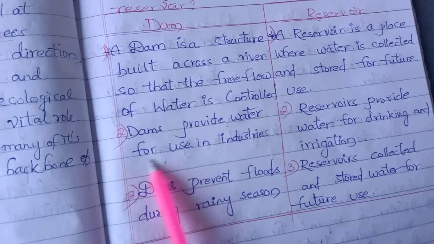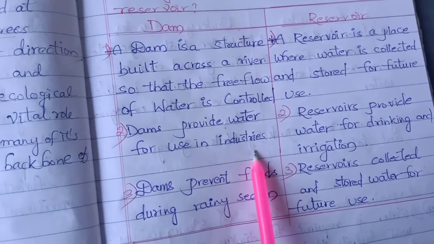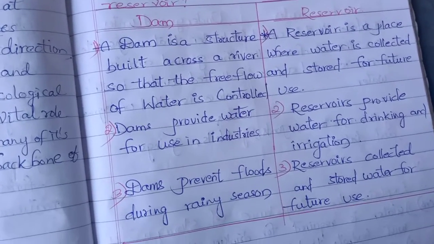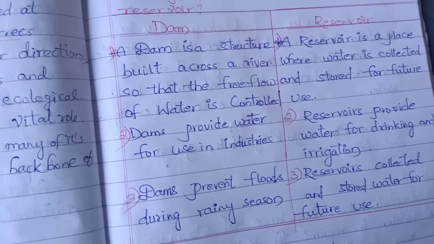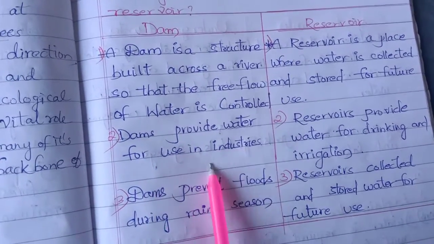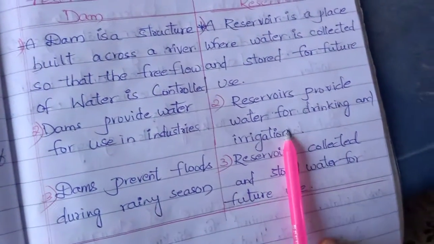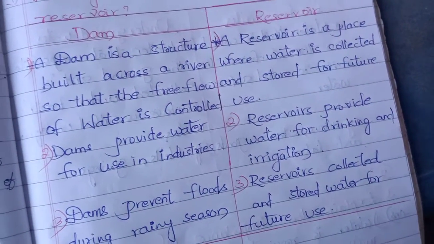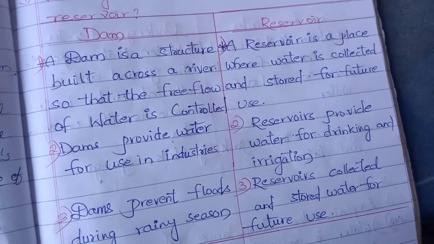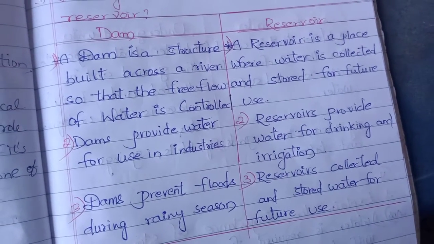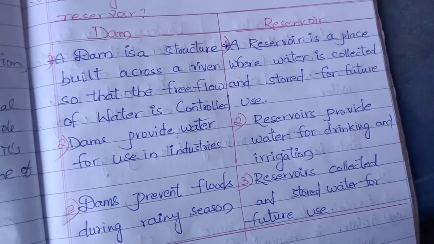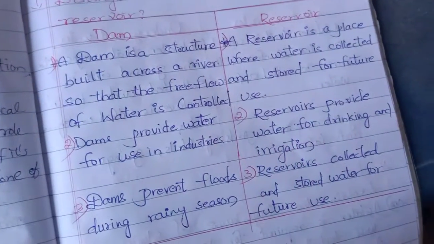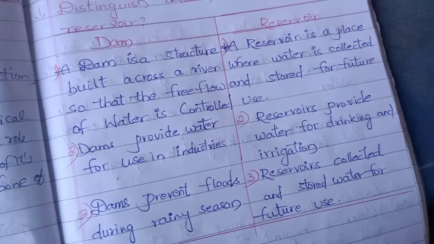Dams provide water for use in industries. We have so many industries, children. All the goods are manufactured at industries only. So industries also need water. Dams can provide water to the industries. Reservoirs provide water for drinking and irrigation. Do you know irrigation fields? We have fields, children. So we have to give the water through the irrigation system to the fields. From the reservoirs only we can provide the water, and for drinking purpose also.